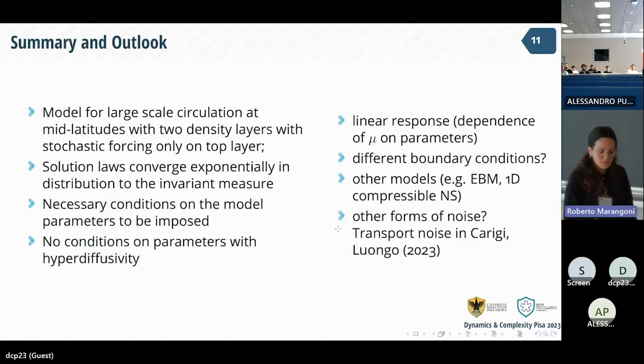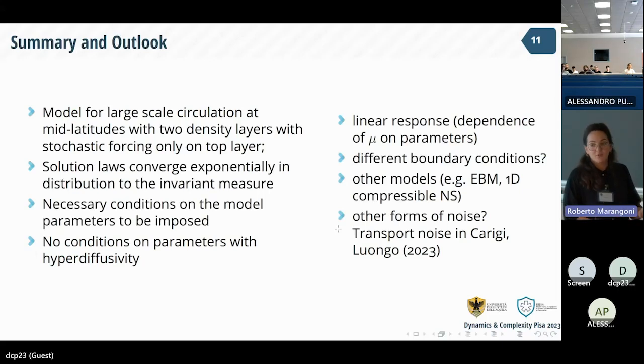Where to go from here? As I mentioned before, this is also a necessary condition for linear response, so studying the dependence of this invariant measure on the parameters. One question would be, can we do this with different boundary conditions? What are the difficulties that we might encounter? And having this methodology, we can try to apply it to different models, for example an energy balance model or a 1D compressible Navier-Stokes. This is what we're working on at the moment.